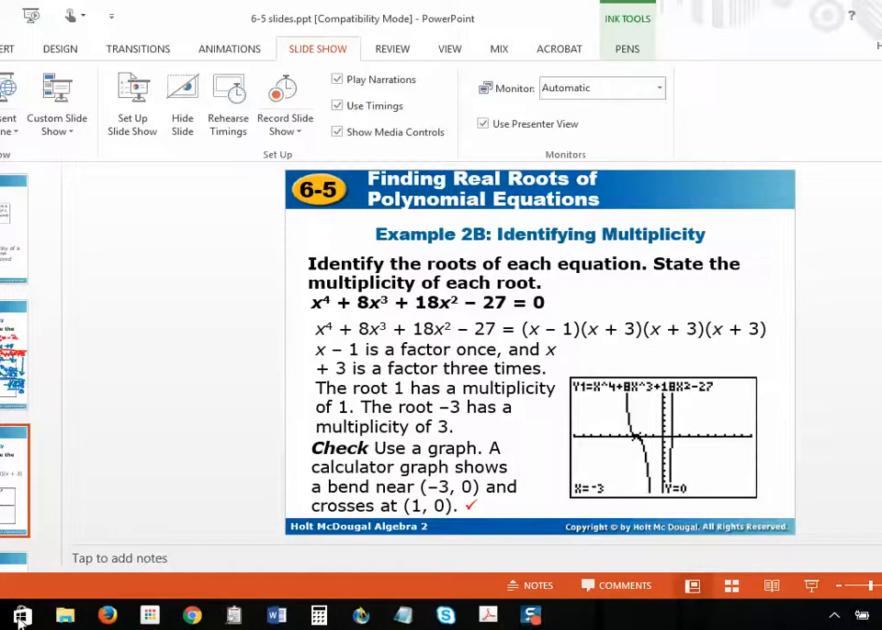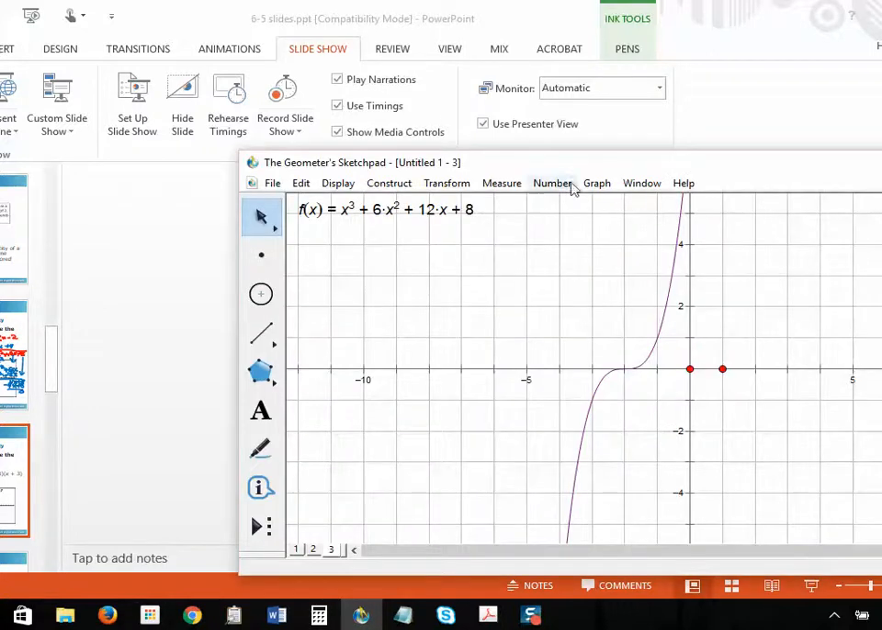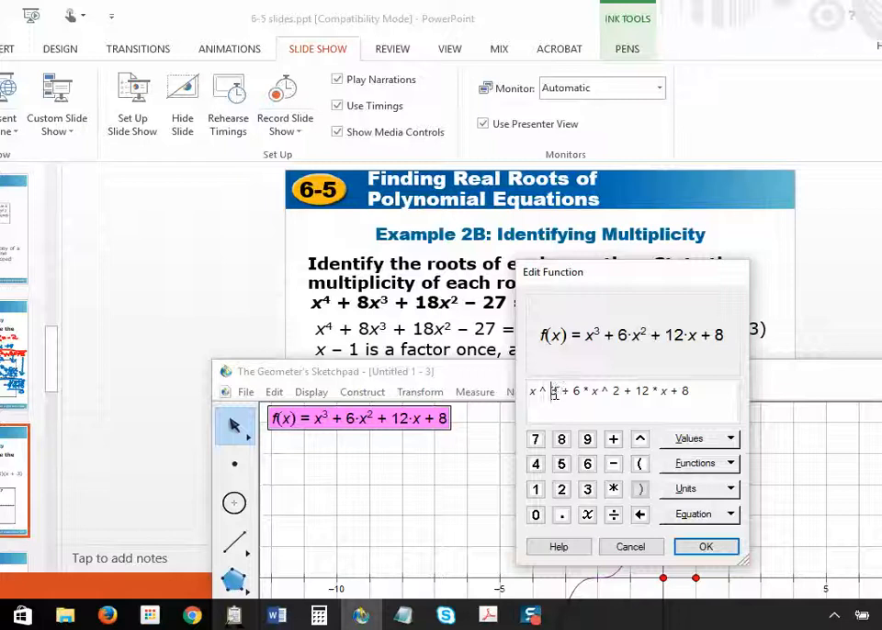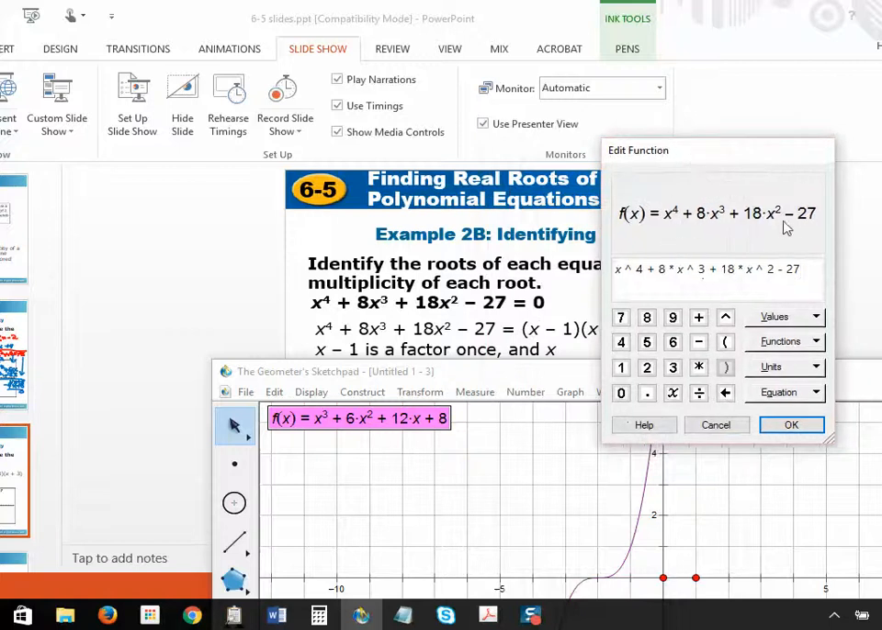So I'm going to open up my Sketchpad, and I'm going to just change this one, actually, instead of redoing it. So I need x to the 4th plus 8x cubed plus 18x squared minus 27. Is that all equal to 0? Yeah. So this up here should match this. Double check before I hit graph.